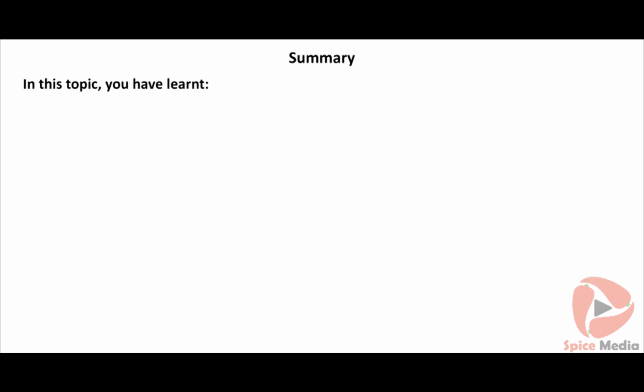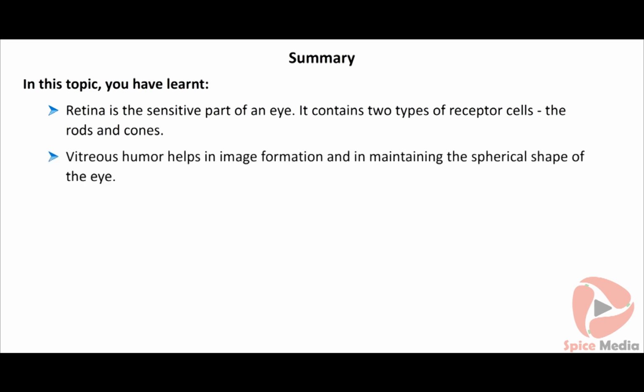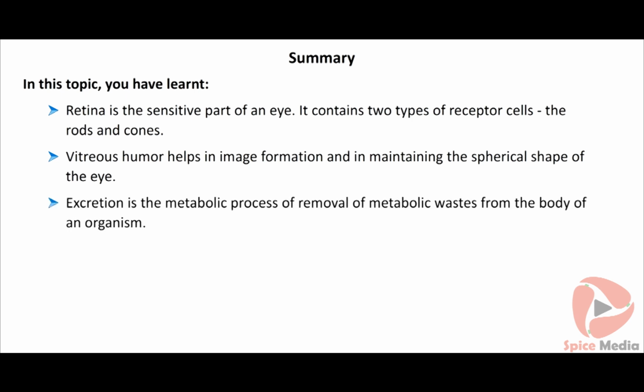In this topic, you have learned: the retina is the sensitive part of an eye. It contains two types of receptor cells, the rods and cones. Vitreous humor helps in image formation and in maintaining the spherical shape of the eye. Excretion is the metabolic process of removal of metabolic waste from the body of an organism.